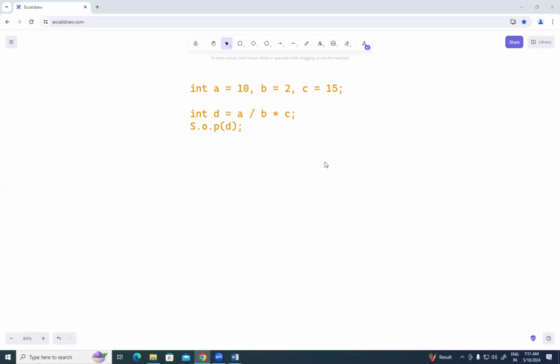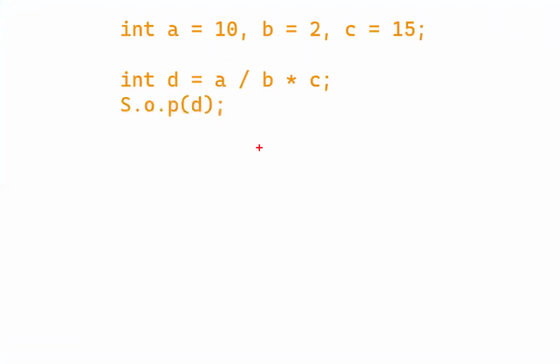Guys, could you tell me what is the output of A divided by B multiply with C? What are you generally expecting? Okay. There are two operators here. One is a division operator, which is a forward slash character. Then there is a multiplication operator, which is the asterisk symbol. Then the question comes here: is B into C calculated first, or is A divided by B calculated first? We have a doubt.